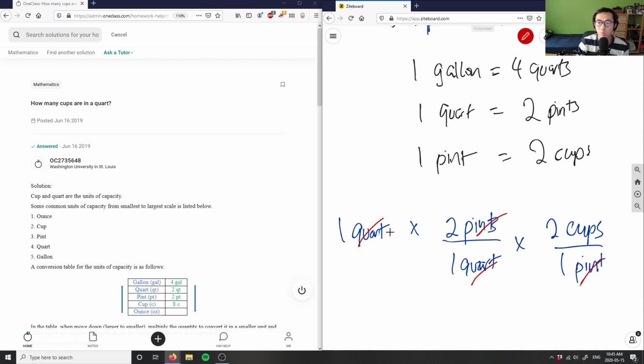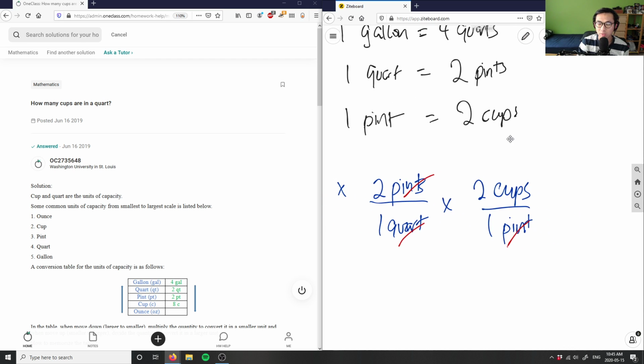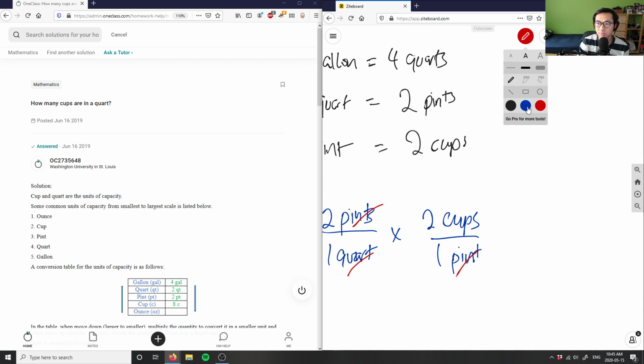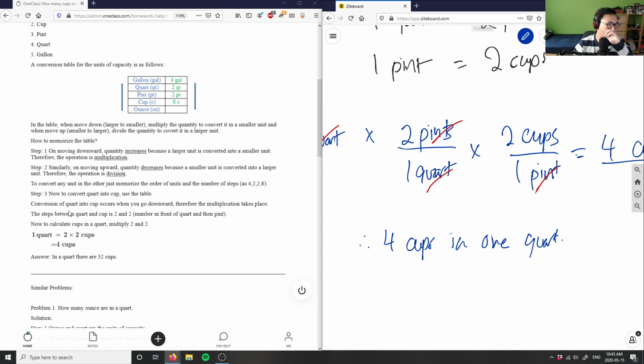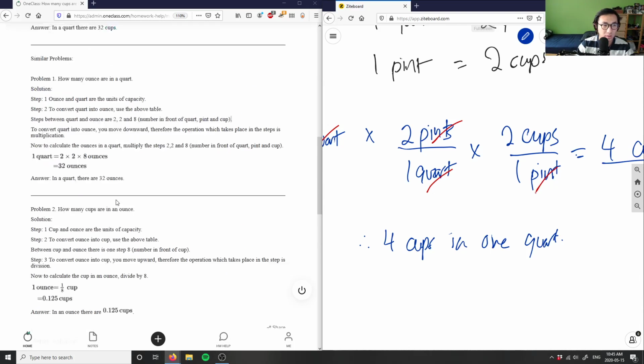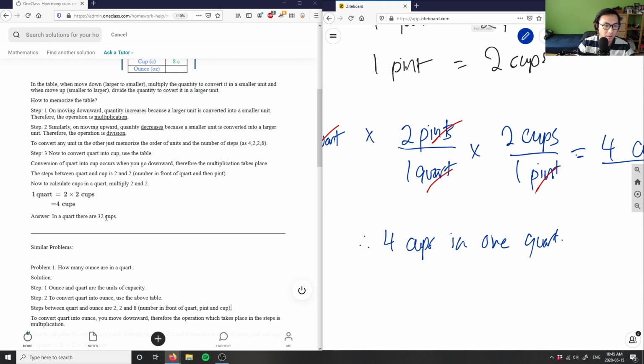So I'm simply doing 1 times 2 times 2, which is 1 times 2 is 2, 2 times 2 is 4. So therefore, it's going to equal 4 cups. So you can write your solution as, therefore, 4 cups in 1 quart. And this solution here is believed to be correct. Again, they said 1 quart equals 2 times 2 cups, so this here is 4 cups. So the answer here is 4 cups, not 32. So they wrote their final statement wrong here.